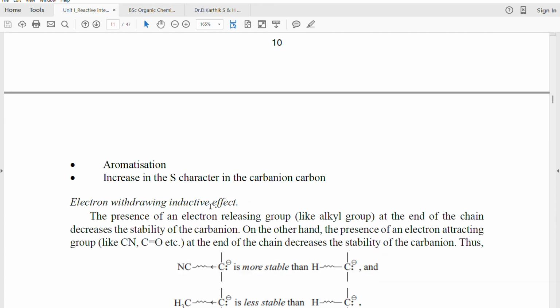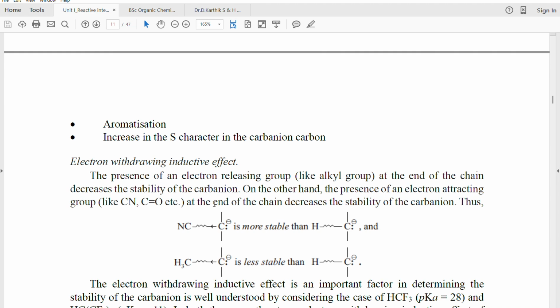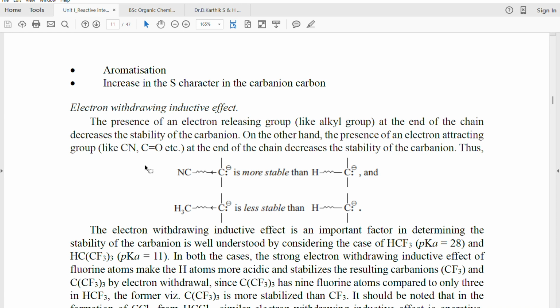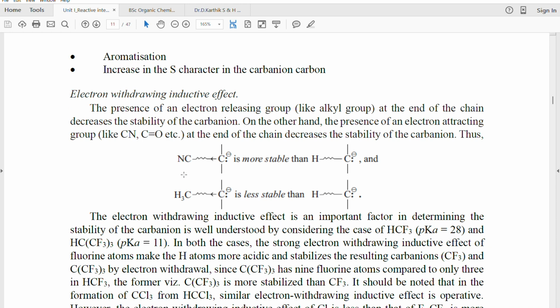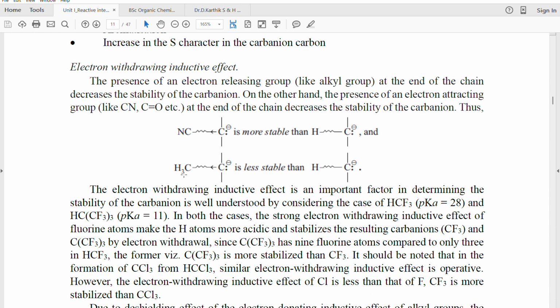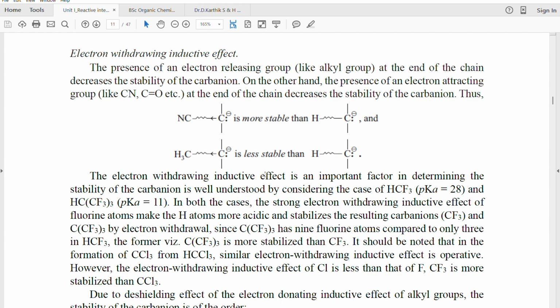So the electron withdrawing inductive effect, that is what I was explaining now. If we have a minus I inductive effect group, that is the electron withdrawing group, for example nitro compound, CN or carbonyl compound CO, right? So this kind of electron withdrawing group present near the carbanion stabilizes the carbanion, right? But if we have an electron donating group or plus I effect group, for example alkyl group or methoxy group, any electron donating group destabilizes the carbanion. Okay, that is the very less stable carbanion, as you can see here, right?